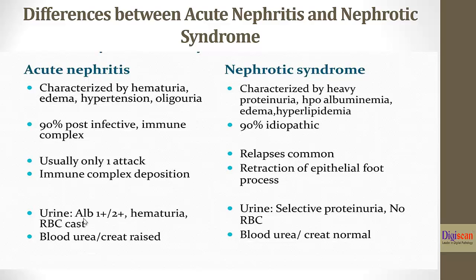In nephritic syndrome, immune complex deposition may be seen, whereas in nephrotic syndrome, there is retraction of epithelial foot processes. On doing the urine analysis, the albumin is 1 plus to 2 plus. There may be hematuria and RBC casts may be seen. Whereas in nephrotic syndrome, there is selective proteinuria, which is more than 3.5 grams per day, and RBCs are not seen in the majority of the cases. In nephritic syndrome, blood urea and creatinine levels are raised, whereas in nephrotic syndrome, they are normal.